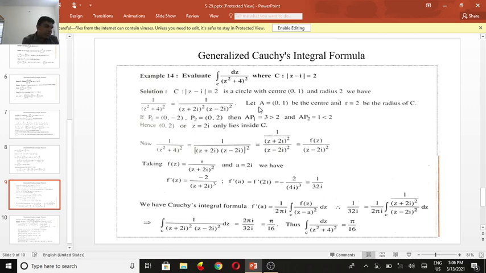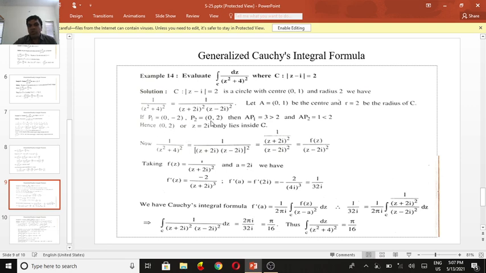First take AP1. We apply the distance formula: 1 minus (minus 2), we get 3. Since 3 is greater than 2, this point is outside the circle. Again, apply AP2: 2 minus 1 is 1. Since 1 is less than 2, it lies inside the circle. So hence (0, 2), or z equal to 2i, only lies inside C.